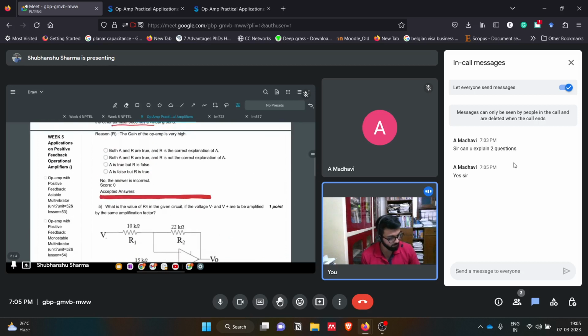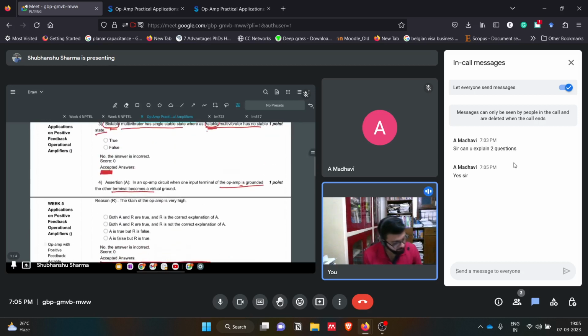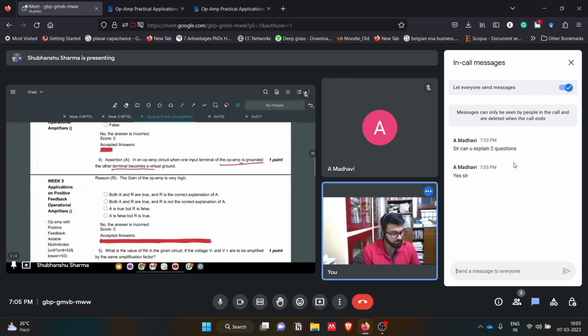Okay, thank you. So coming back to the fourth question: in an op-amp circuit, when one input terminal of the op-amp is grounded, the other terminal becomes a virtual ground. So we are saying that when one input terminal of the op-amp is grounded, the other terminal becomes a virtual ground, meaning it becomes 0 volts. We know this happens. So that means this statement is at least true.